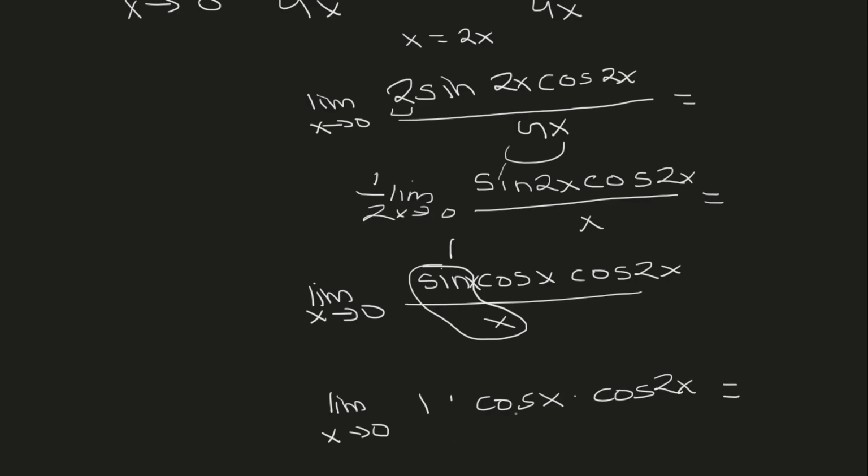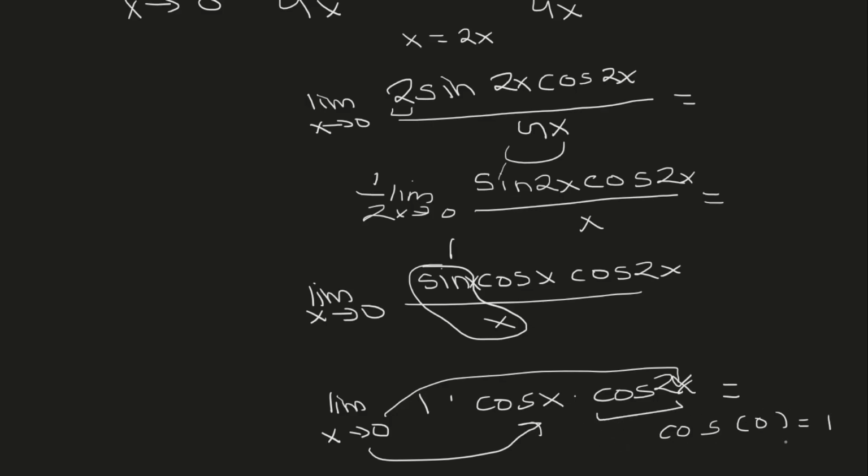Now this becomes a whole lot simpler, and we can just use regular substitution to solve our equation. 0 there and 0 here. So cosine of 0 is 1 times the cosine of 2 times 0, which is also the cosine of 0, is 1, which leaves our final answer to be 1.